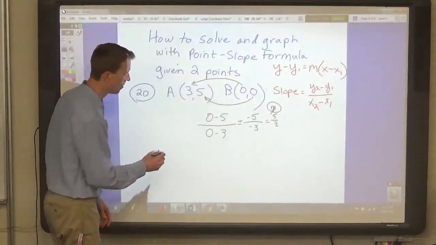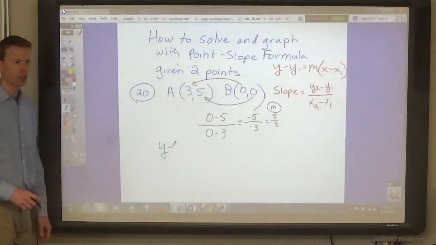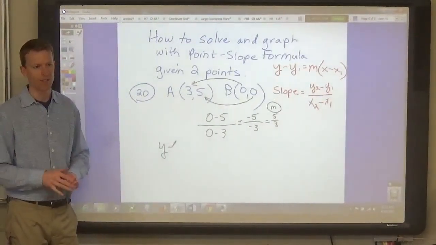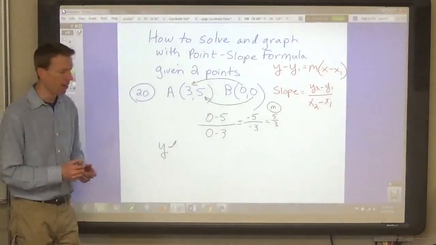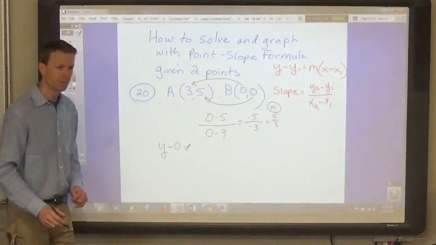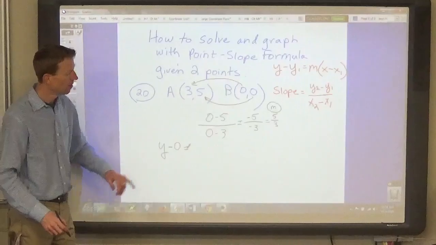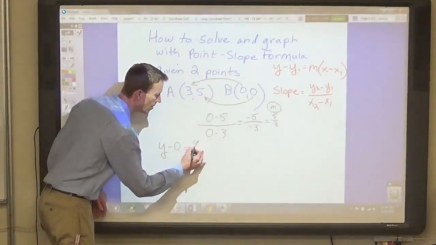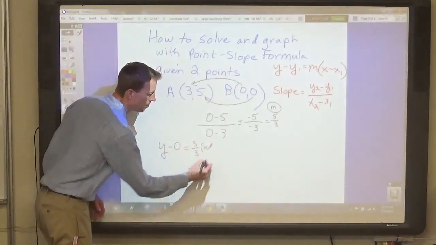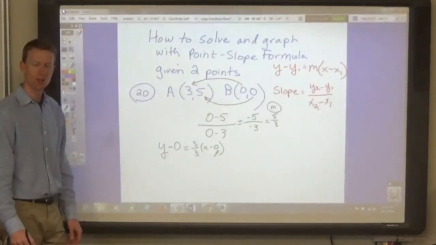5 over 3. And write y minus, then which numbers would be easier to work with? The zeros or 3 and 5? The zeros, yeah. y minus 0 equals 5/3, yep, times x minus 0. Minus 0, yeah. Now, solve it for y.